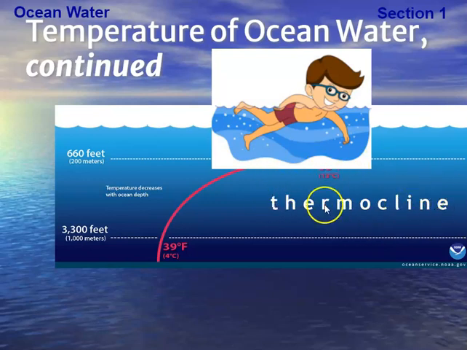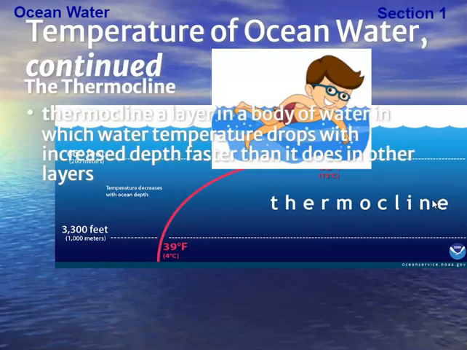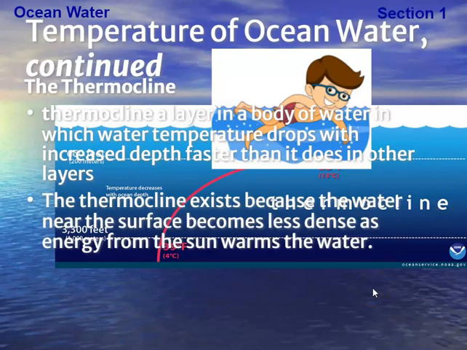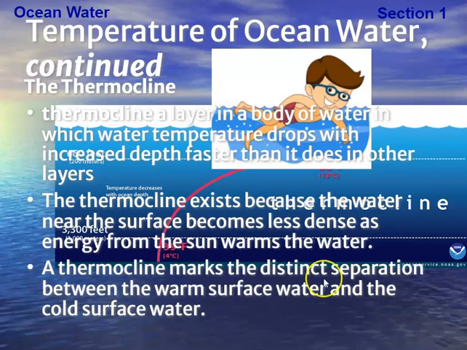Commercial fisheries are actually going about trying to figure out where this thermocline is in order to figure out where they're going to try to net for fish or catch fish. So the thermocline is a layer in which the temperature drops very quickly, and most of the time it's due to incoming solar energy not being able to go any deeper. It exists because the water near the surface becomes less dense as energy from the sun warms that water. And so it's a distinct separation between warm surface water and the cold underwater.